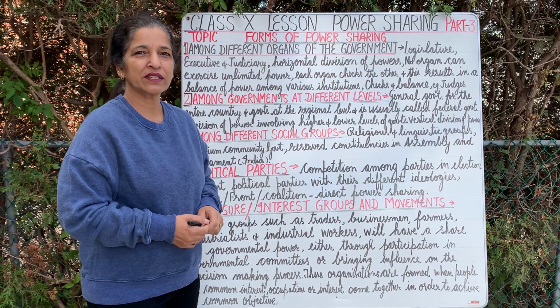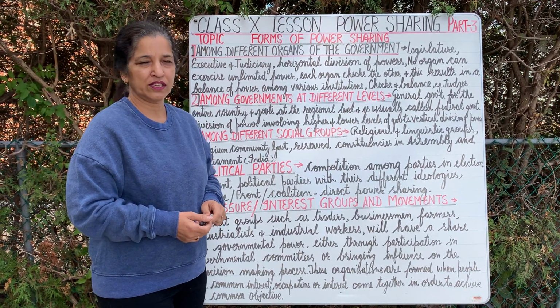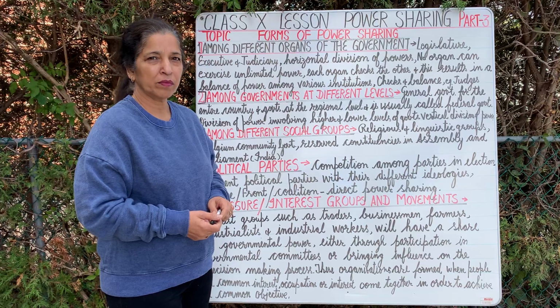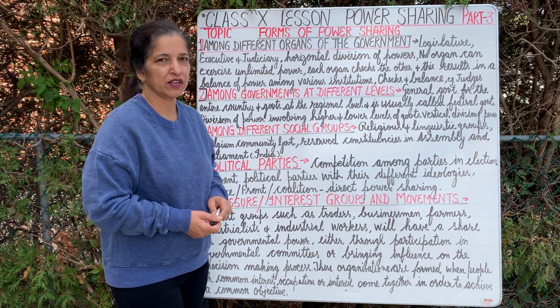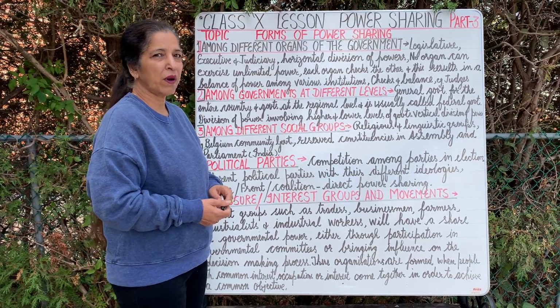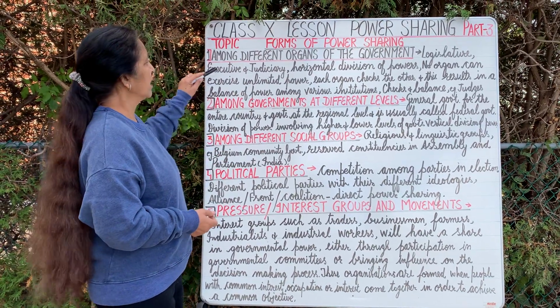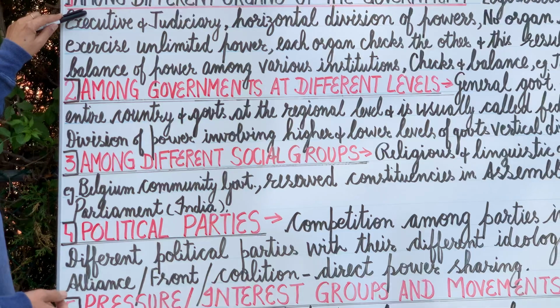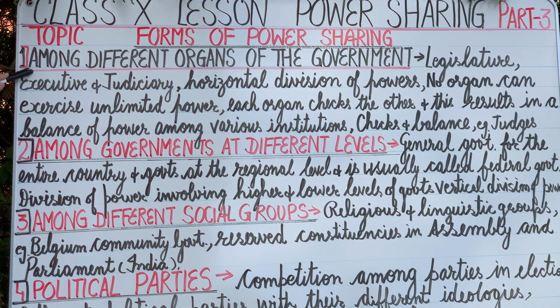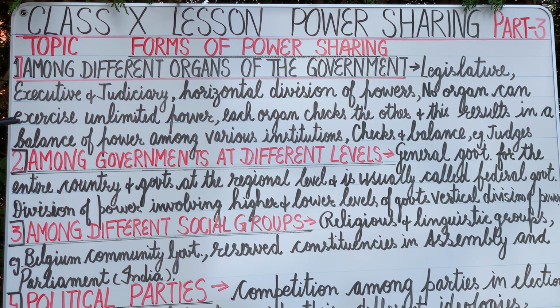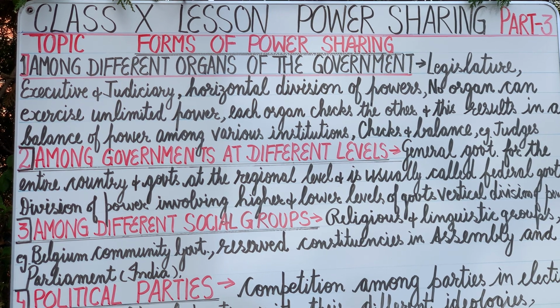Good morning, students. Today I am going to continue with the chapter Power Sharing, and the topic is forms of power sharing. Now, these forms of power sharing in a democratic country are: the first one is that power is shared among different organs of the government, that is the legislature, executive, and the judiciary.